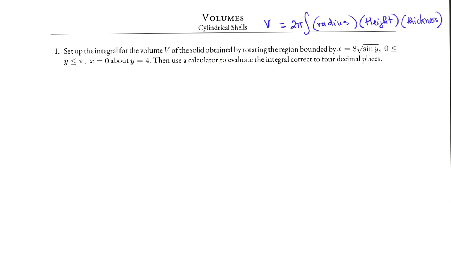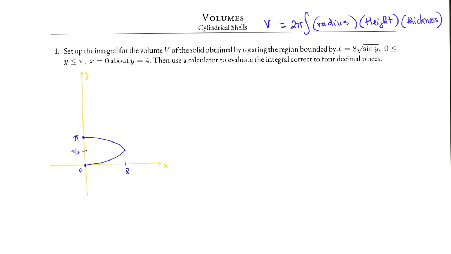Always draw the bounded region. As usual, the x-axis and the y-axis are the help lines only. They are not part of the bounded region unless stated in the problem. The region is bounded by the curve x equals 8 square root of sine y. When y is 0, x is 0. When y is pi, x is 0. And when y is pi over 2, x is 8.